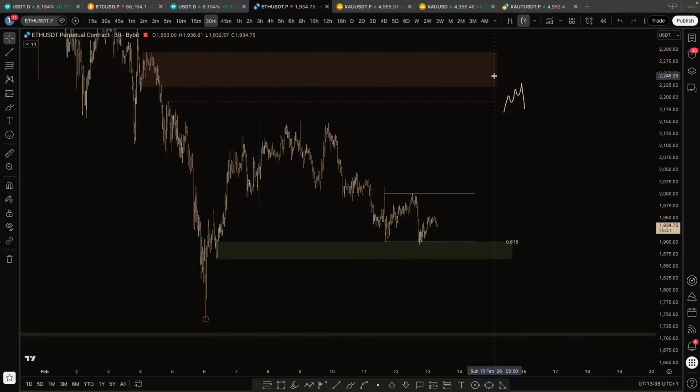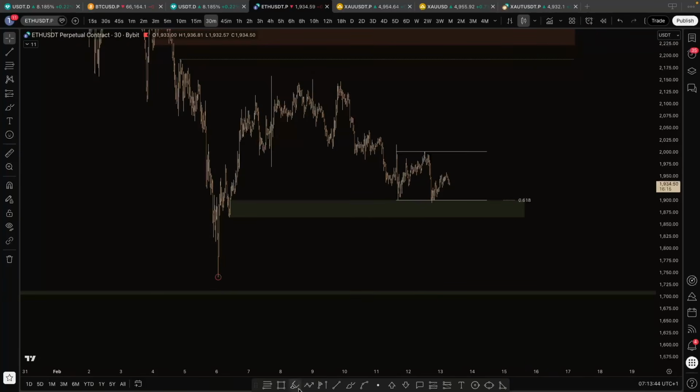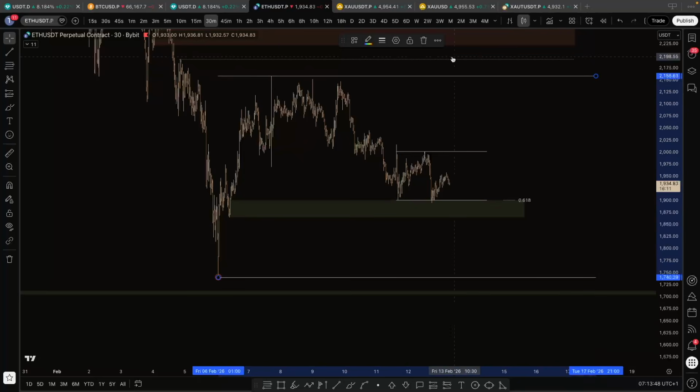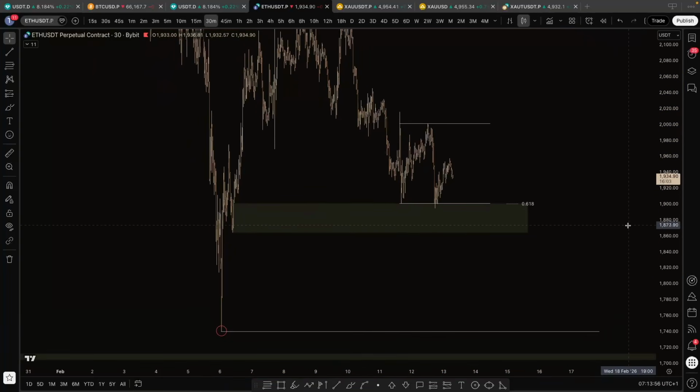Make sure to watch this as well. Because this range on ETH is already confirmed. We are already in this range. Why? Because we touched the EQ, the yellow line. So that is a confirmed range.